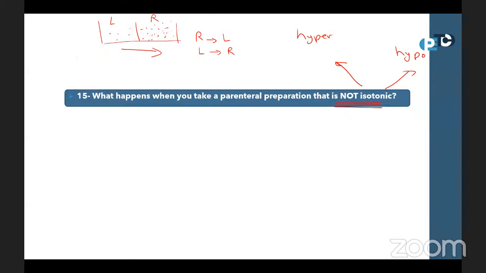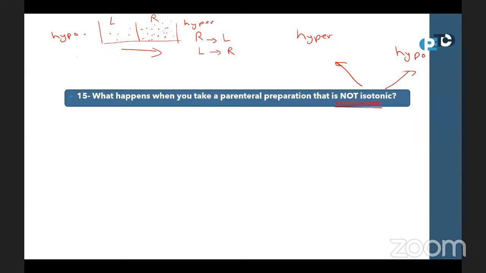When we compare the left to the right, it is hypotonic to the right, while the right to the left is hypertonic. What about isotonic? Both of them have a similar concentration, so we call them isotonic. And the flowability is the same, so the net result is no flowability from one side to another.